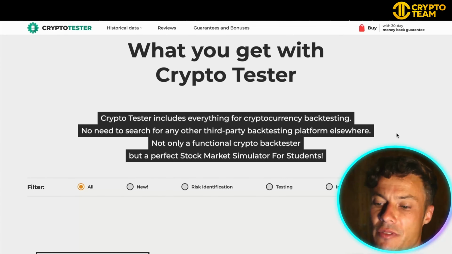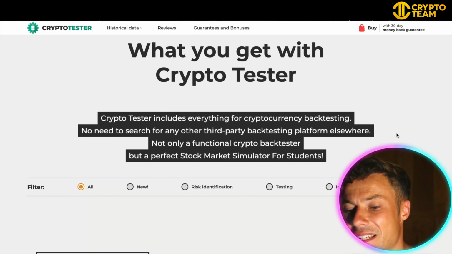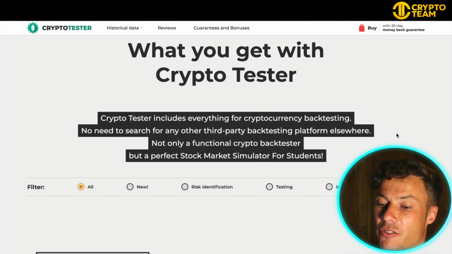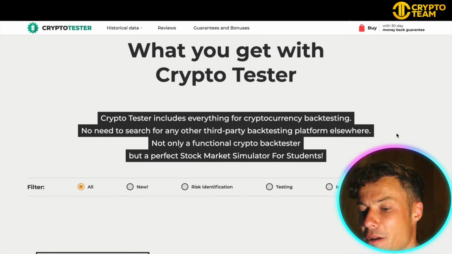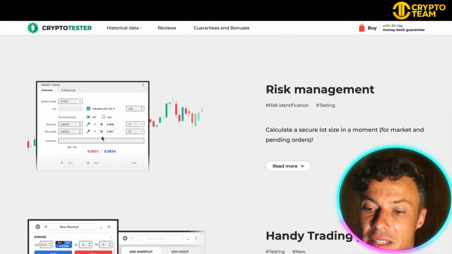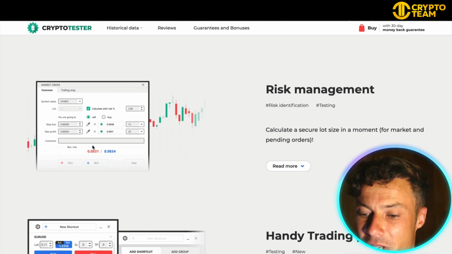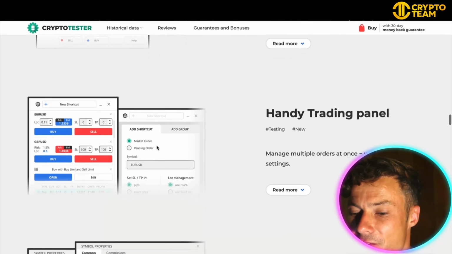So what you get with Crypto Tester includes everything from cryptocurrency backtesting. No need to search for third-party backtesting platforms anywhere else. It's not only a functional crypto backtester, but a perfect stock market simulator for students as well. Things I've already talked about being essential to your trading success, like risk management. The risk management calculator makes things very, very easy.